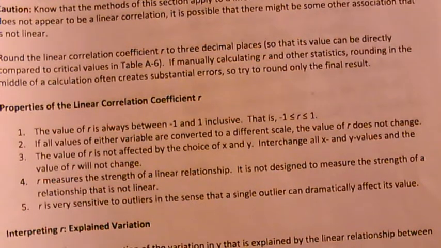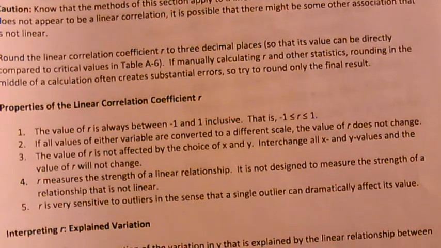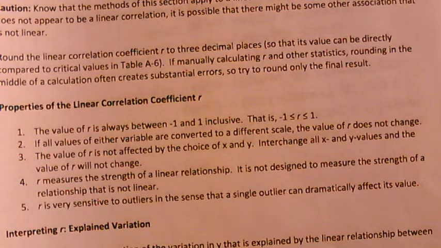The value of R is always going to be a number between -1 and 1 inclusive. That means R is going to be between -1 and +1, and that does include -1 and 1. And if all the values of either variable are converted to a different scale, then the value of R will not change. And the value of R is not affected by the choice of x and y. You can interchange all your x and y values and the value of R will still remain the same.